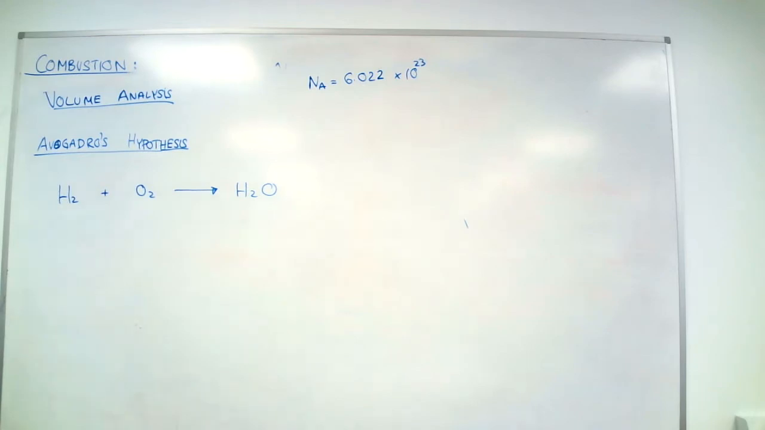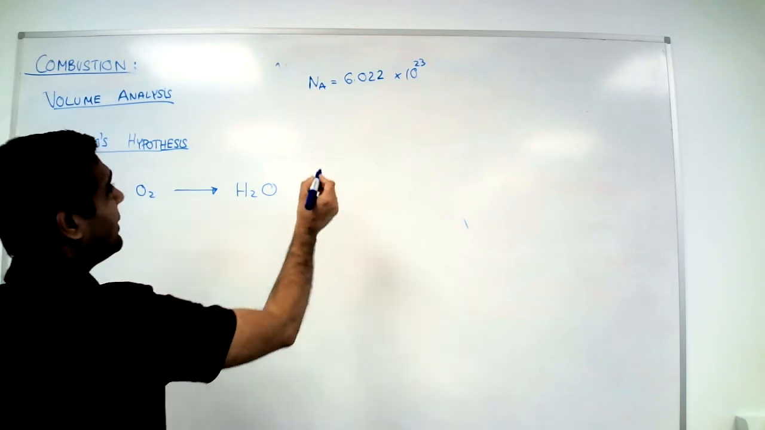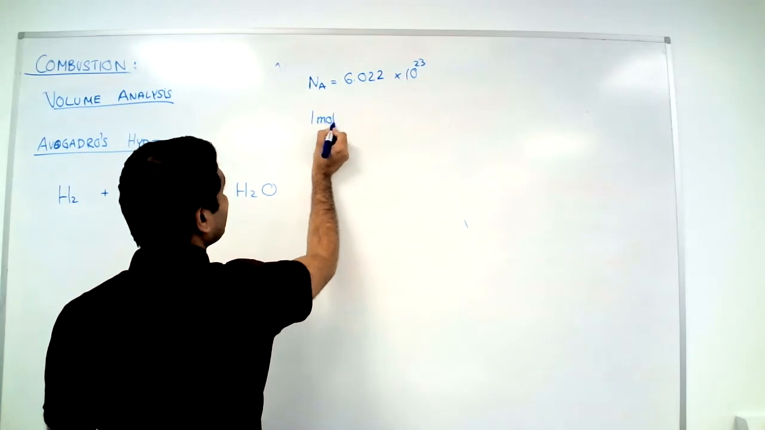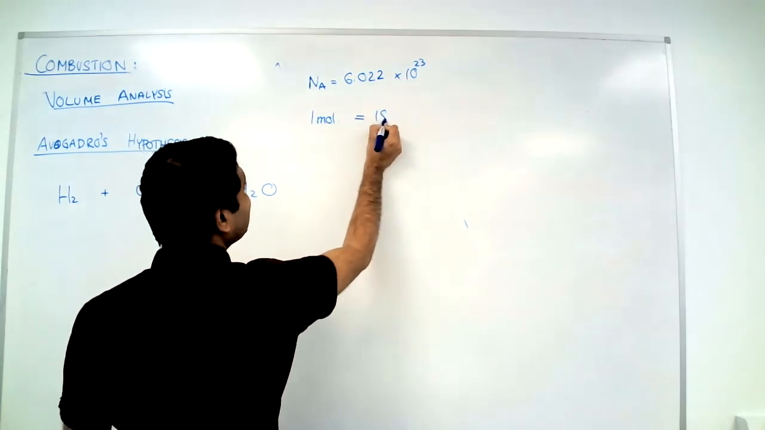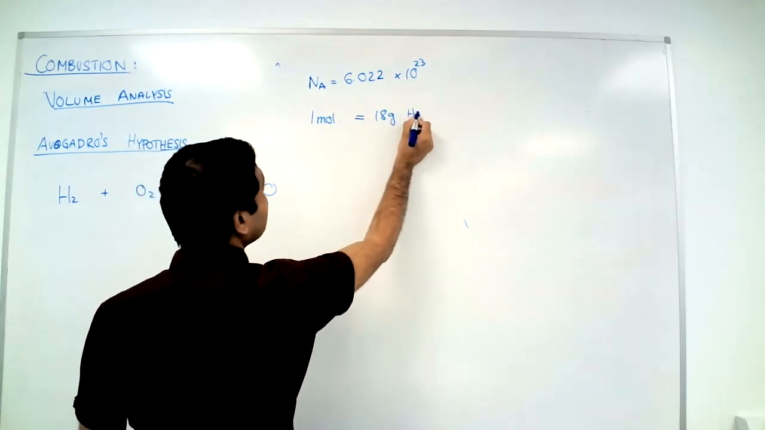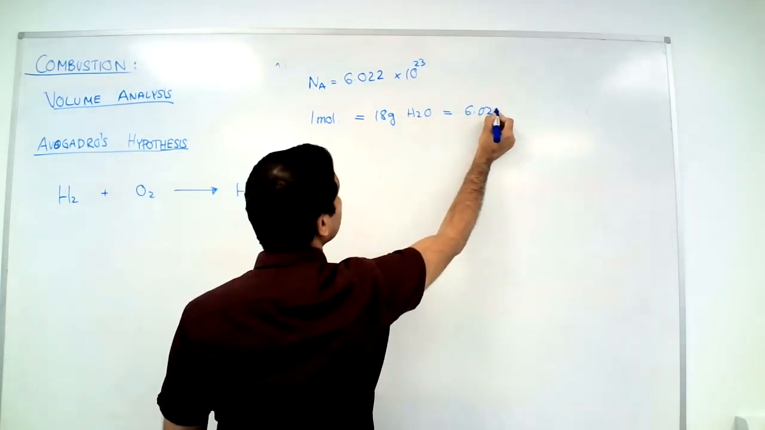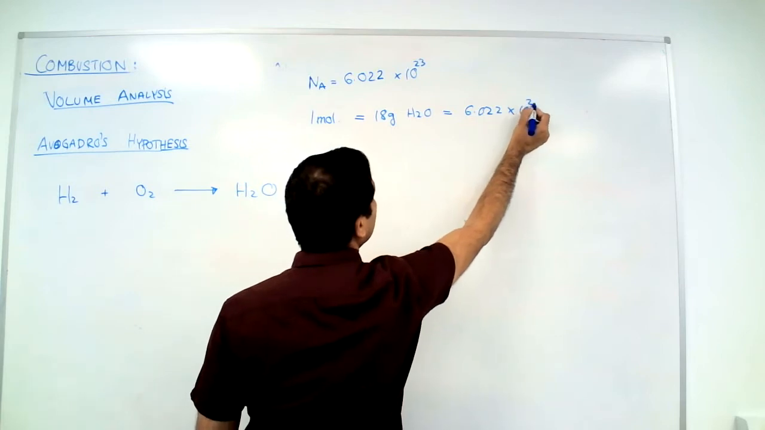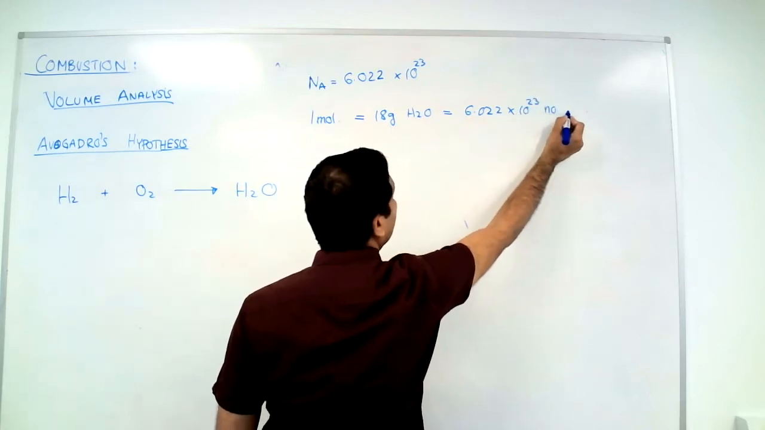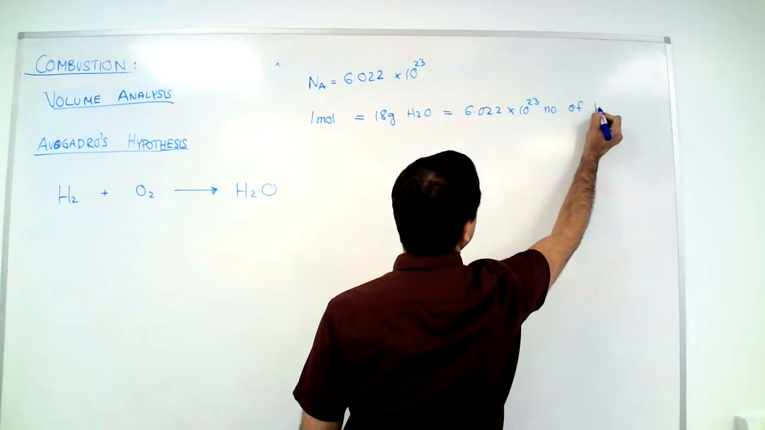What does Avogadro's number represent? If you have 1 mole of water, remember 1 mole of water is equal to 18 grams of water, and this will have 6.022 times 10 to the 23 water molecules.